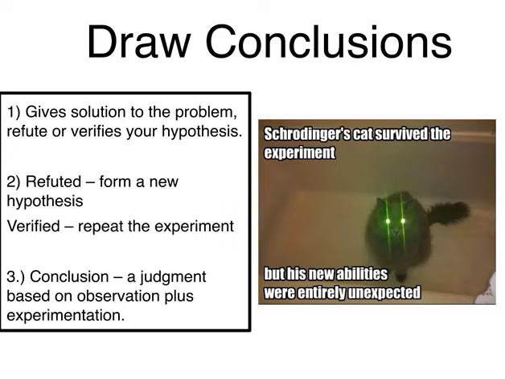If it's verified, you're going to repeat the experiment to be sure that you don't have an incorrect conclusion and that something did not go wrong in your experiment previously and you're drawing the right conclusion based on your information. So a conclusion is a judgment that is based on observation plus experimentation. So you can't just look at the sky and conclude that it's going to rain. You have to have an experiment and a series of observations to be able to conclude that accurately every time.